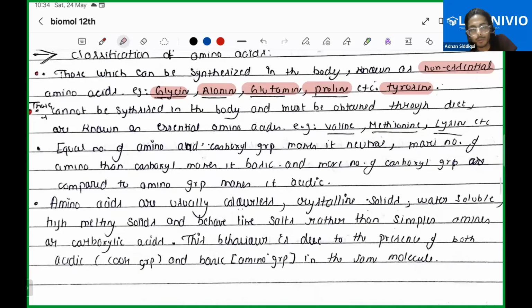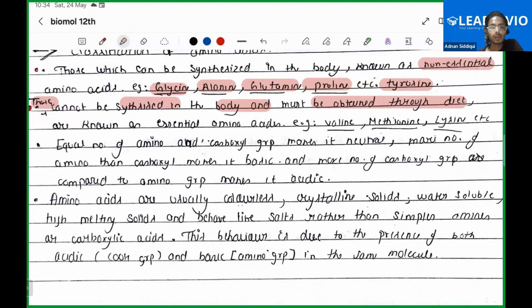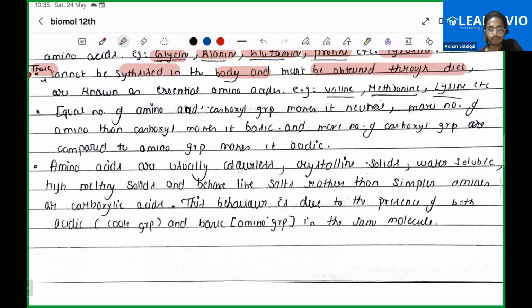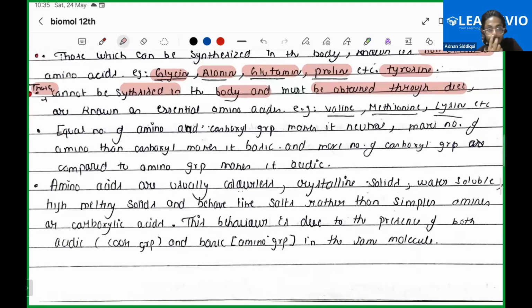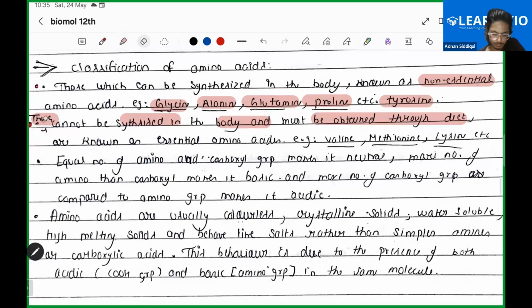So what are non-essential amino acids? First of all, those which cannot be synthesized in the body and must be obtained through diet. These amino acids cannot be formed on their own inside our body. We need to take them externally, right? I think I said the wrong thing. Those which cannot be synthesized are essential.